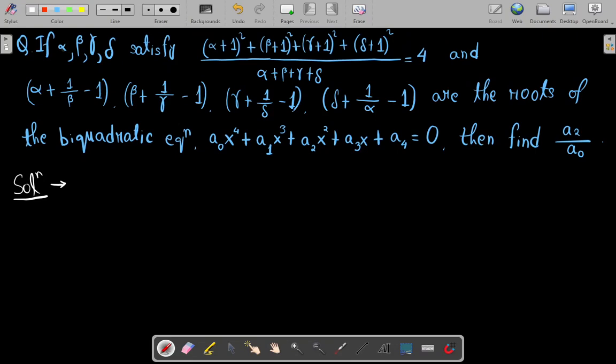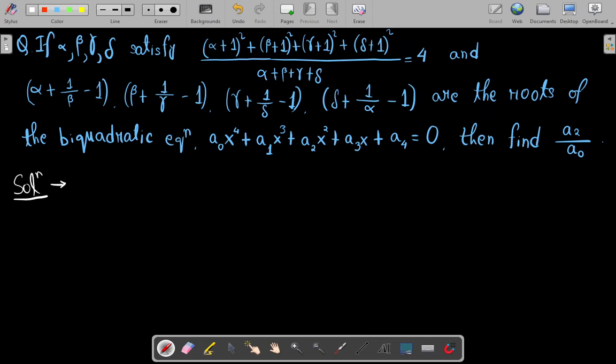Hello everyone. In this question, it is said that if α, β, γ, δ satisfy the condition that ((α+1)² + (β+1)² + (γ+1)² + (δ+1)²)/(α+β+γ+δ) = 4, and α+1/(β−1), β+1/(γ−1), γ+1/(δ−1) and δ+1/(α−1) are the roots of the biquadratic equation a₀x⁴ + a₁x³ + a₂x² + a₃x + a₄ = 0, then we have to find the value of a₂/a₀.